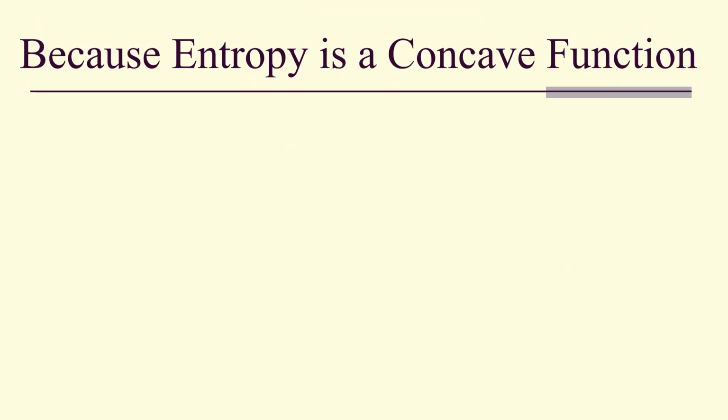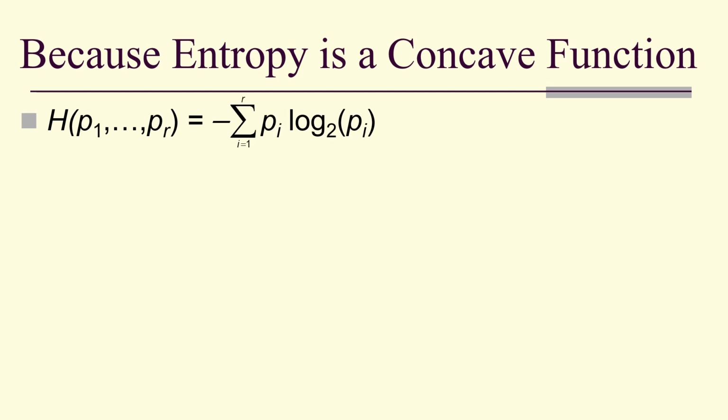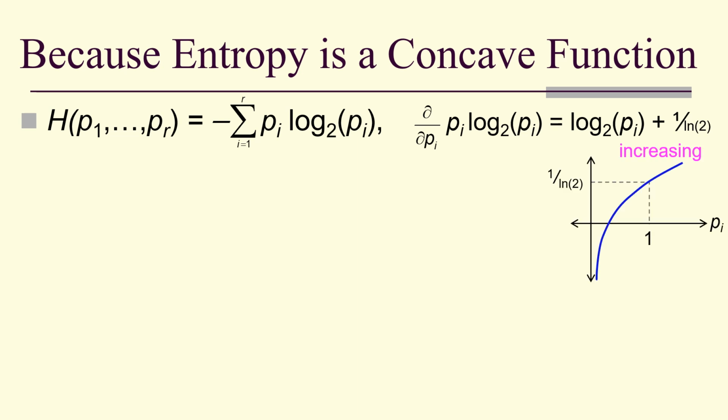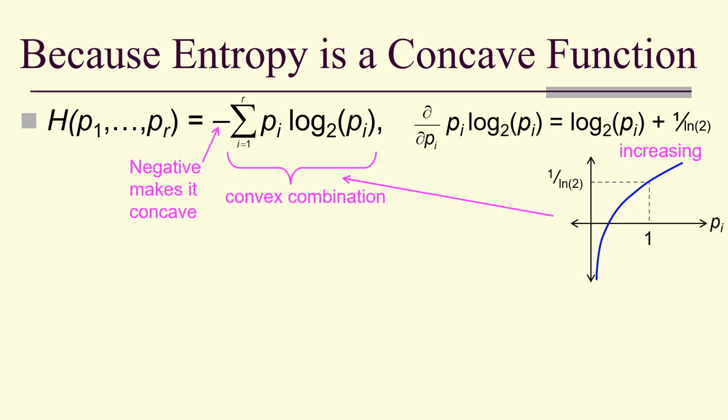Because entropy is a concave function. So here's my Shannon entropy. If I take the derivative of p_i log base 2 of p_i, and notice we often use partial derivative when we have more than one variable, but notice this derivative is increasing. Therefore, this p_i log base 2 of p_i is convex. This is a convex combination, and then the negative makes it concave.